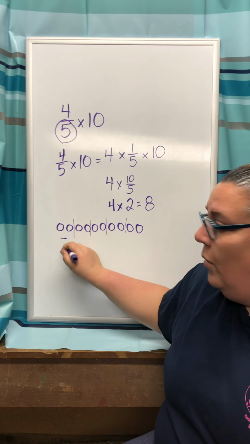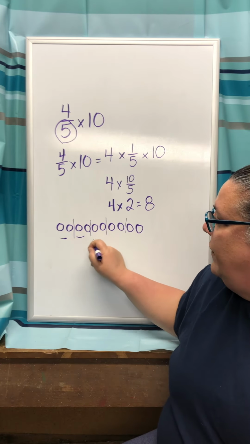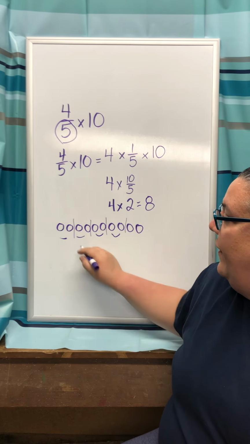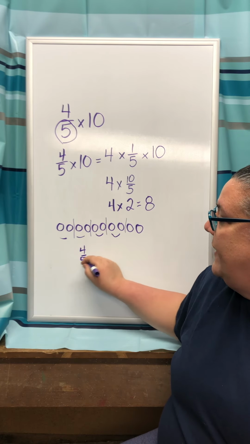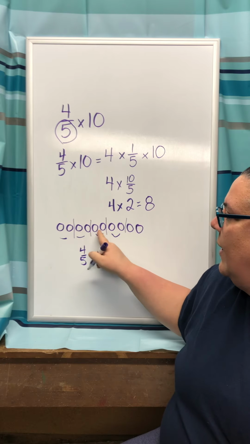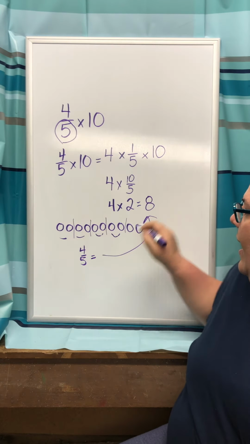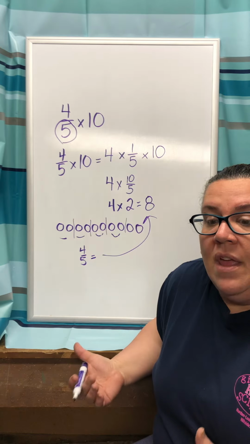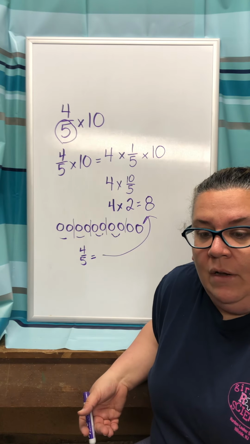So 1/5, 2/5, 3/5, 4/5. 4/5 equals 2, 4, 6, 8. And that was her answer. That was the Convince Me on 464.